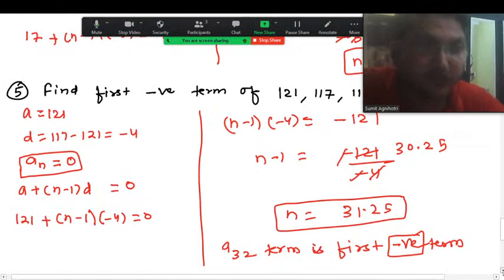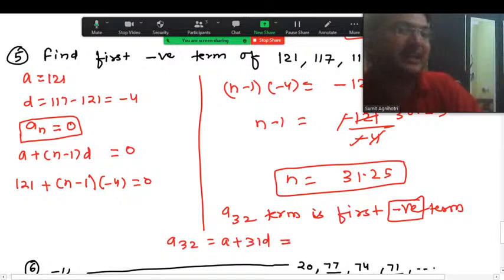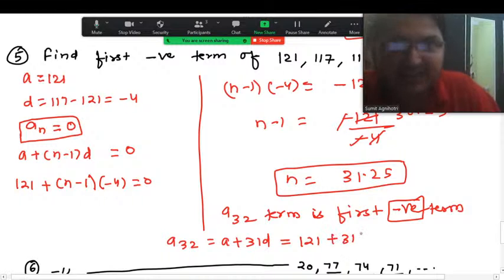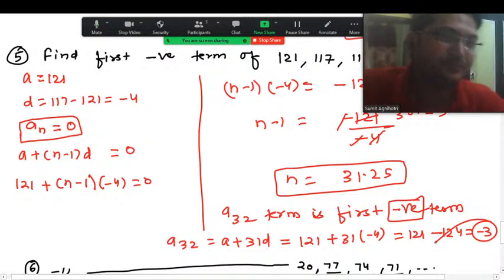And if you want to figure out what is the value of the 32nd term, you just need to substitute everything in this formula: a plus n minus 1 into d. A is 121 plus 31, d is minus 4, and 121 minus 4 ones are 4, 4 3s are 12. It's minus 3 that we got. Is it clear to you now?